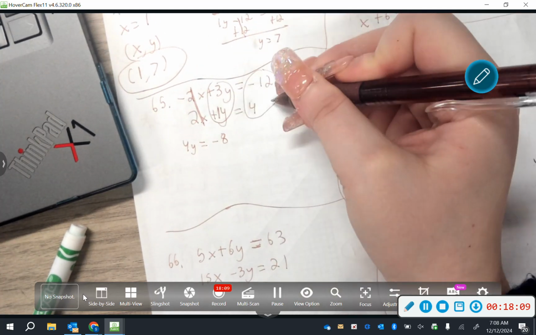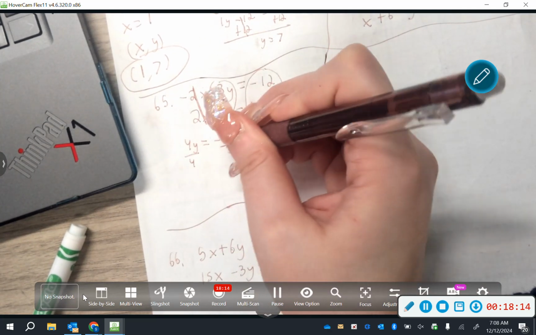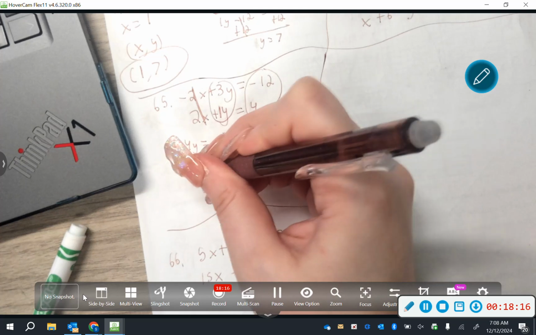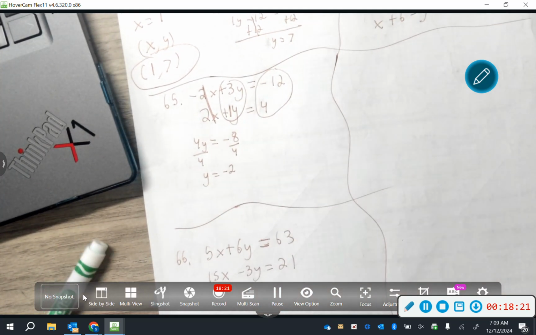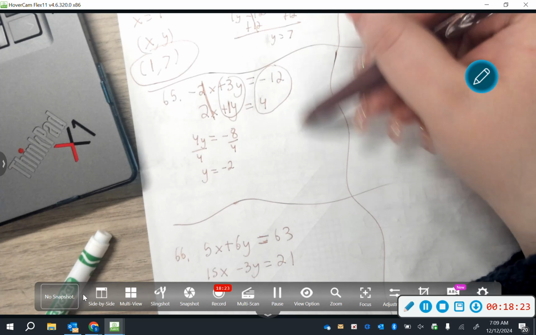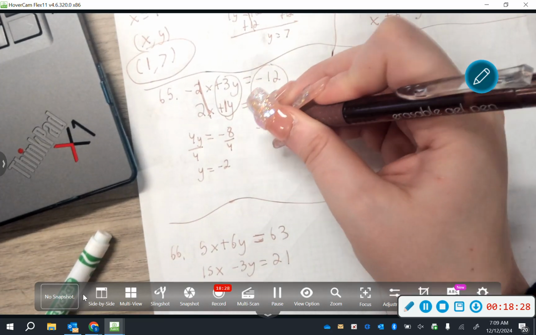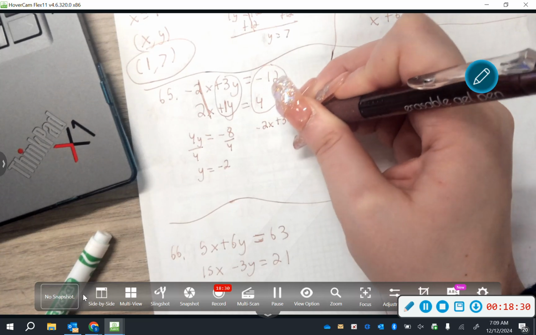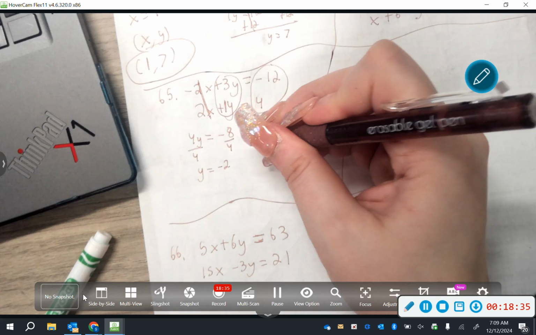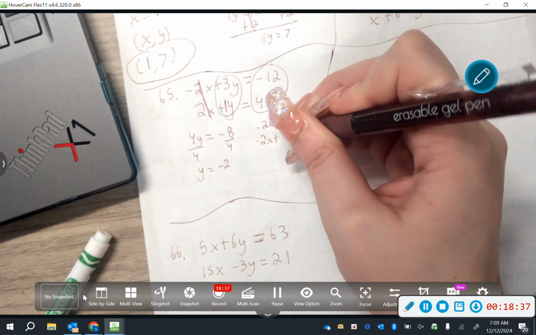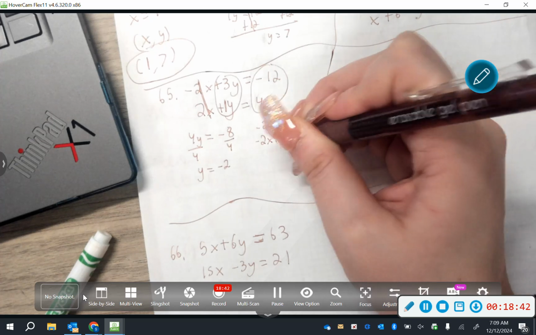If you're not sure, you can plug that in your calculator. If I want to solve for my y, divide both sides by 4. Y equals negative 2. Okay, so now that I know what my y is, I can plug it into whichever one you want. So let's say I want to plug it into the top row. We have negative 2x plus 3y equals negative 12. We know my y has to be negative 2. So negative 2x plus 3 times negative 2 equals negative 12.